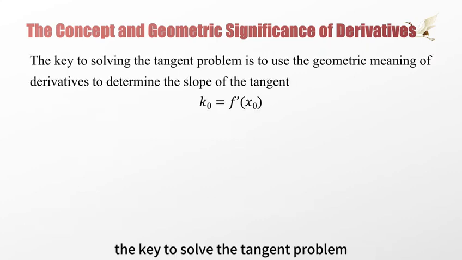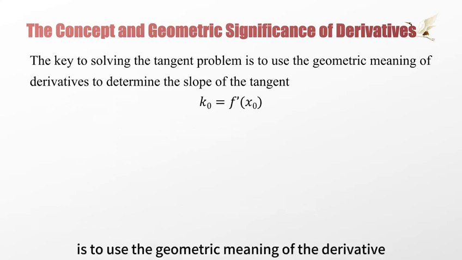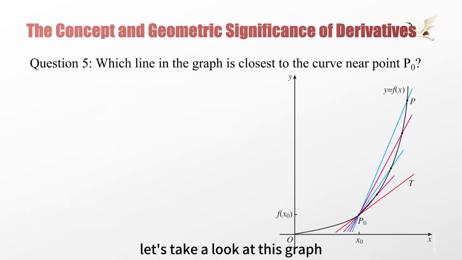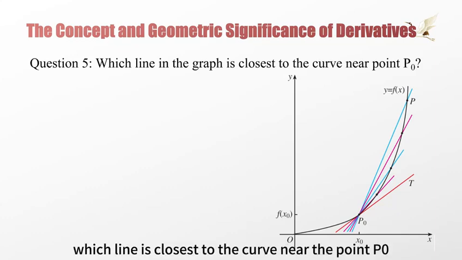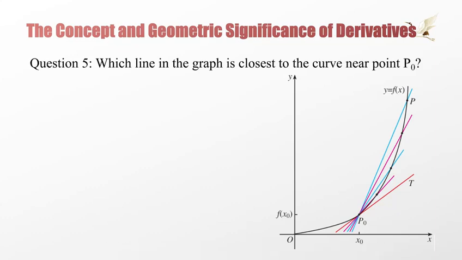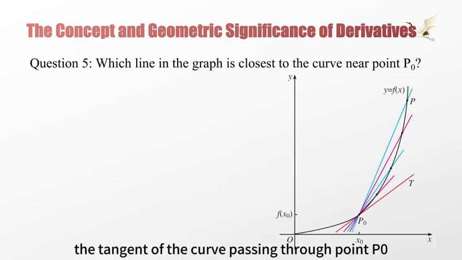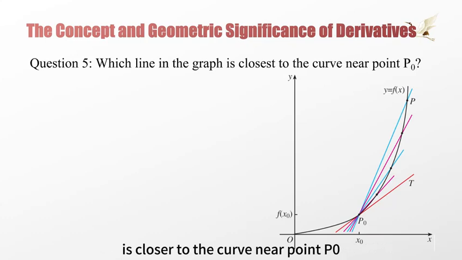The key to solving the tangent problem is to use the geometric meaning of the derivative to calculate the slope of the tangent. Let's take a look at this graph when defining the tangent. There are many lines in this graph. Which line is closest to the curve near the point P0? It is not difficult to see from the picture. The tangent of the curve passing through point P0 is closer to the curve near point P0 than any secant.